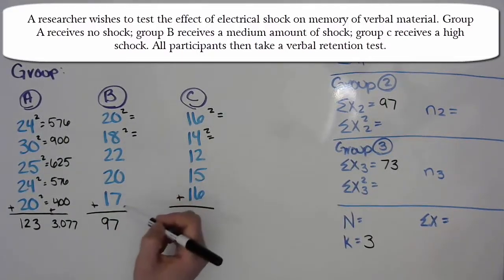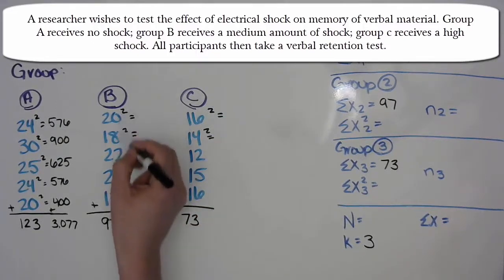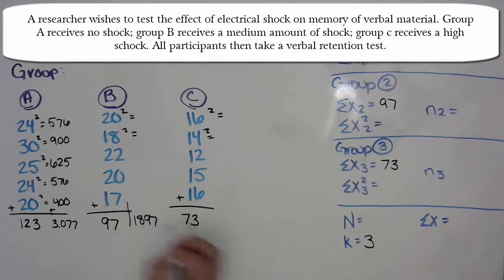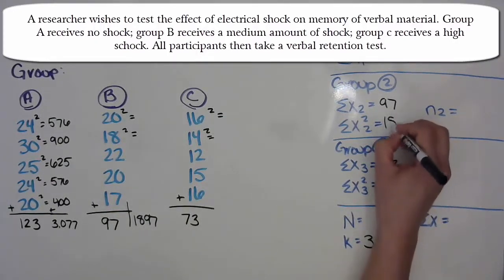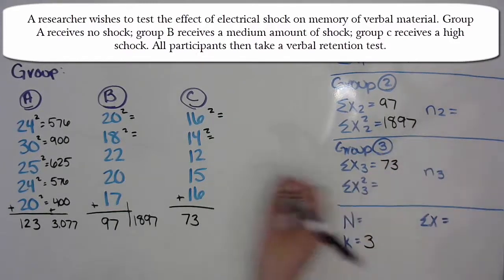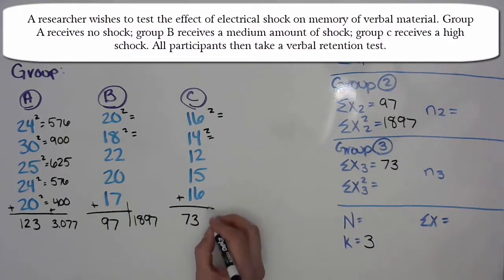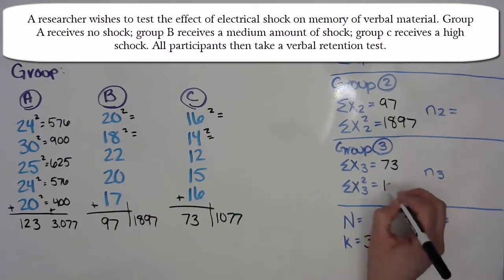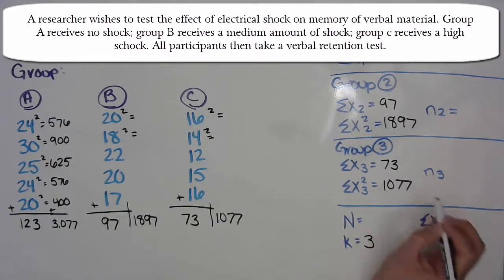Okay, so I went ahead and did all of that. When you square all of these values and then add them up, for group B, you are going to get 1897, and then for group C, you are going to get 1077. Okay, so now let's go ahead and fill the rest of this out.